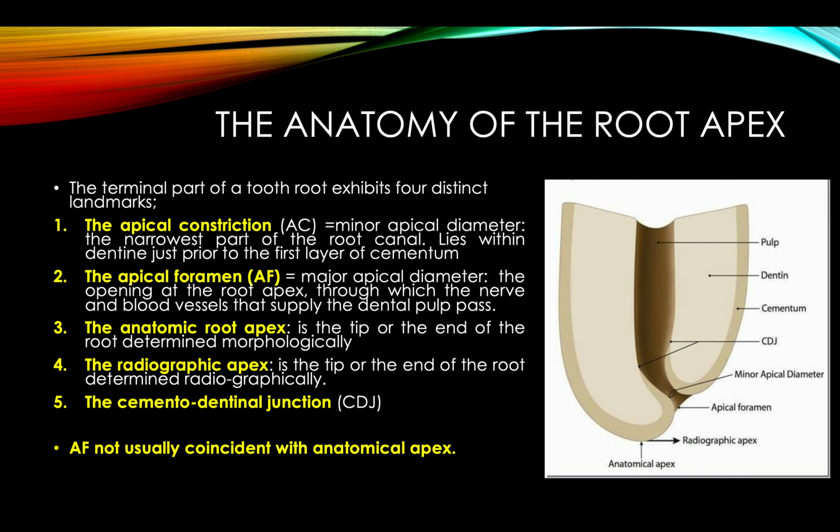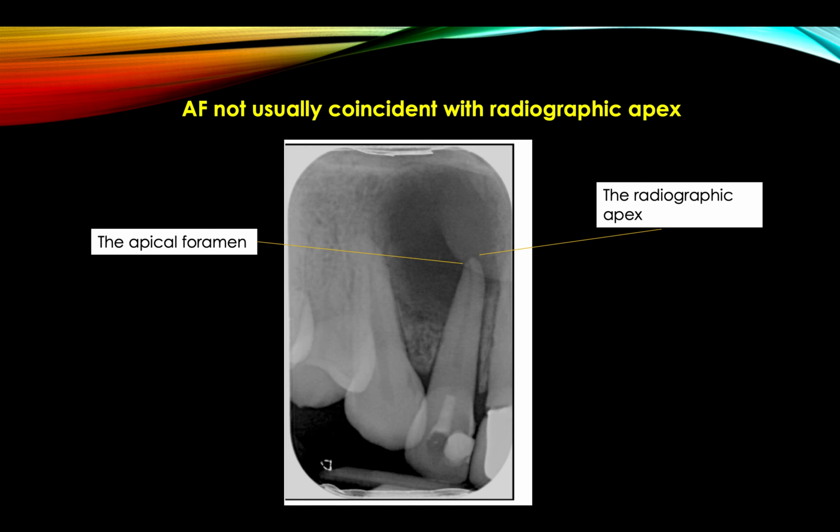It's very important to know that the apical foramen does not usually coincide with the anatomic root apex. So the exit of a root canal is not always located at the apical part or the tip of the root. Sometimes, as you can see in this diagram, the root canal will exit on the lateral surface of the root instead of exiting at the tip of the root.